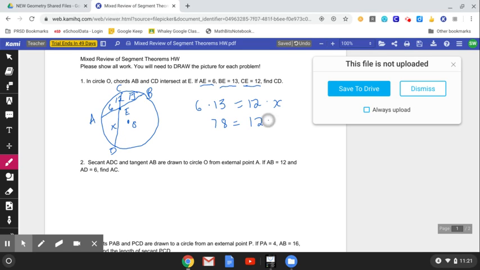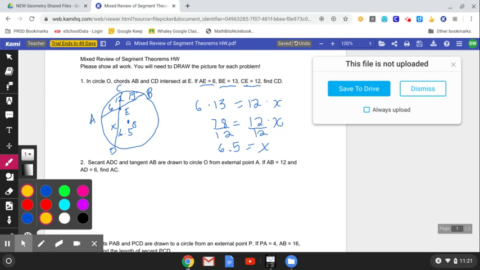12 times x is 12x. Divide by 12, divide by 12. x is equal to, let's see, 78 divided by 12, 6.5. Now, keep in mind, we've got to be smart about this. It did ask us what is CD. So we're really not done. CD is 12 plus 6.5. So CD is 18.5 units.